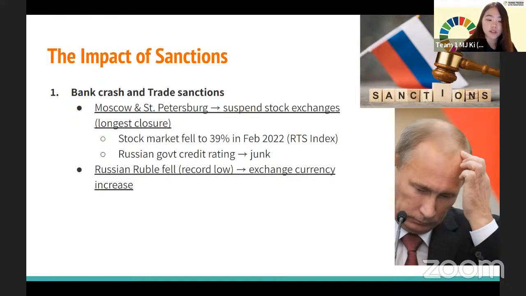Furthermore, stock exchanges in Moscow and St. Petersburg were suspended until at least the 18th of March, making it the longest closure in Russian history. On the 26th of February, S&P Global Ratings, a global agency that rates the economic situations of countries, downgraded the Russian government credit rating to junk, causing funds that require investment-grade bonds to dump Russian debt, making further borrowing very difficult for Russia.